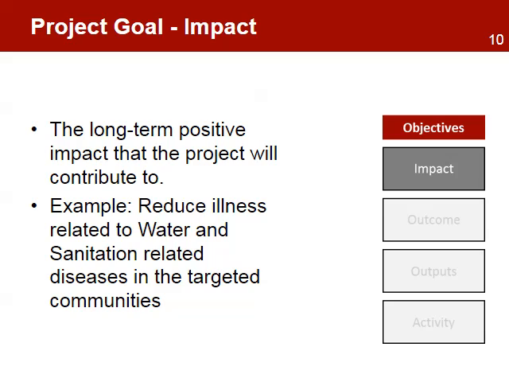At the top is the project impact or project goal. The goal constitutes the long-term vision of the project. It describes the long-term social and economic benefits to which the project will contribute, and describes why the project is important for the beneficiaries. This is the long-term development objective to which the project contributes. This is an important definition. The project does not have control but contributes to this higher goal. Changes that occur at this level cannot be fully attributed to the project. For example, the goal: reduce illness related to water and sanitation related diseases in the target communities. The project will contribute to this target, but other projects or initiatives can also be contributing to this goal.